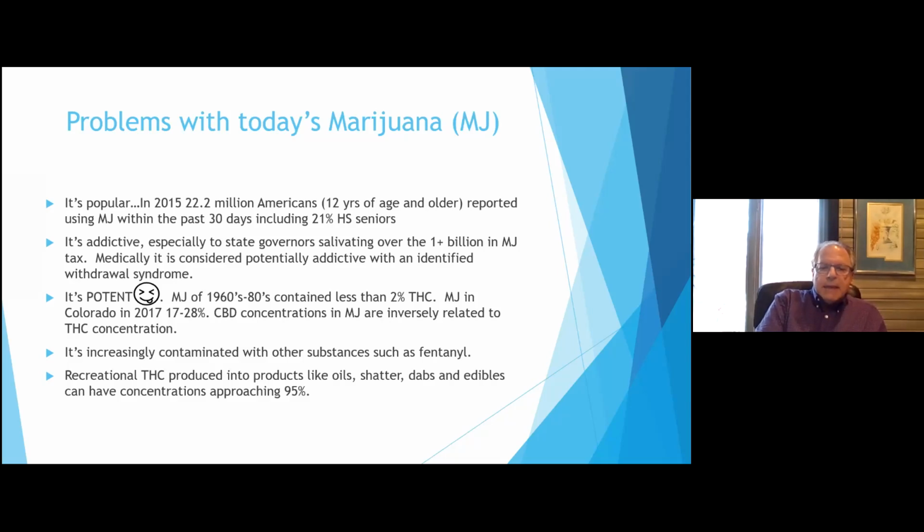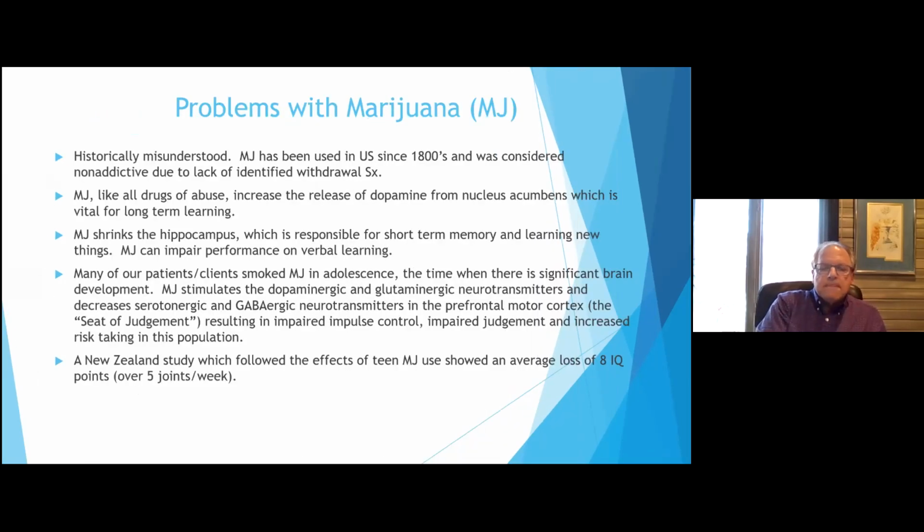It's increasingly contaminated with other substances such as fentanyl. So again, when someone buys marijuana off the street, they're not necessarily buying just marijuana, and that is a problem. And the recreational forms of marijuana products like oils, shatter, dabs, edibles, they can have concentrations that approach 95%. Now, the majority of them are in the 60 to 80% range, but that's still a substantial concentration.